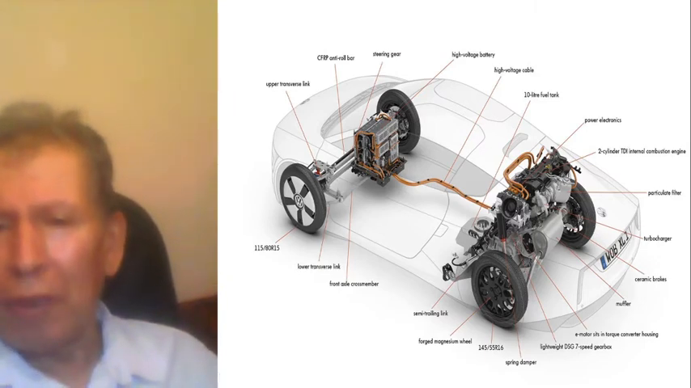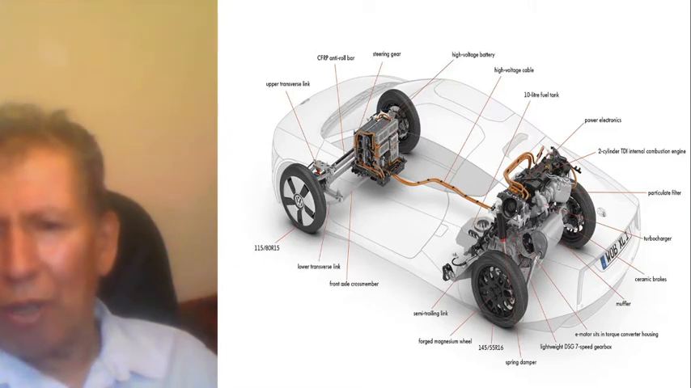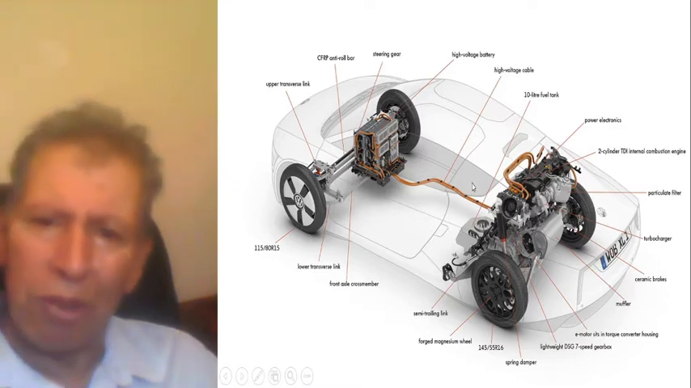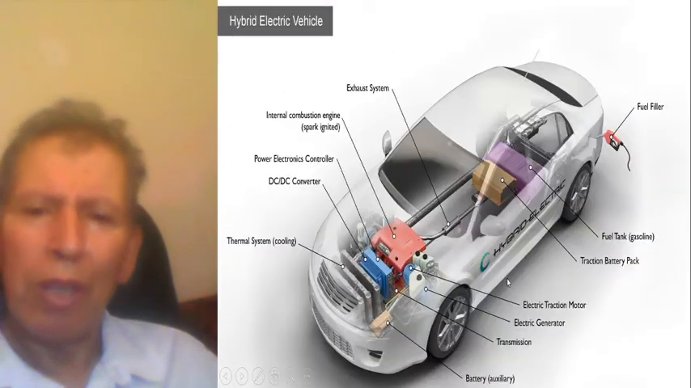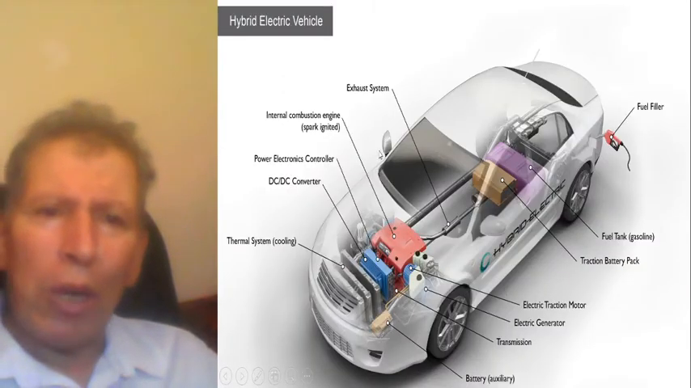The muffler, donc there is exhaust, l'échappement. And this silencer is called muffler. Muffler. E-motor sits in torque converter housing, lightweight DSG 7-speed gearbox. 7-speed gearbox. Wow, that's quite a lot. Spring damper. Spring damper, donc amortisseur, sort d'amortisseur. Shock absorber.